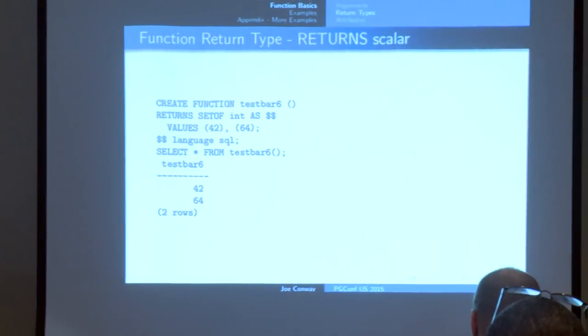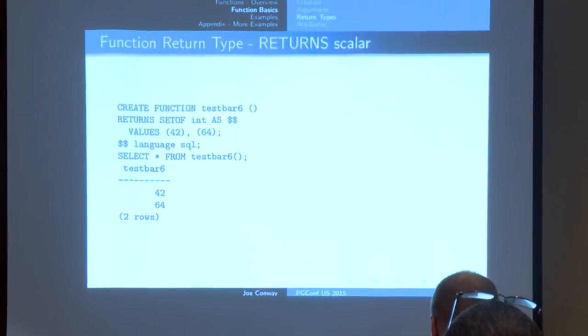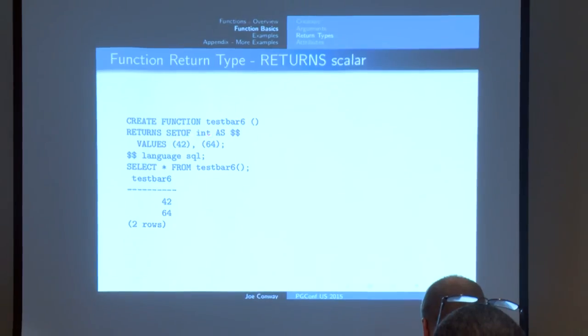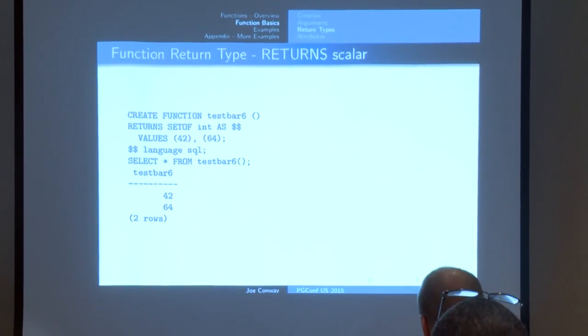You can actually return set of scalar. So in this case, I've said I'm returning a set of int, and I get multiple rows, but obviously it's just one column.